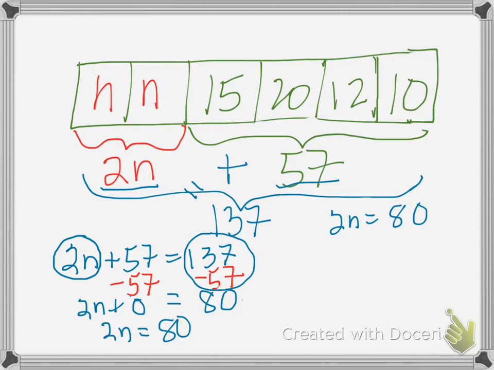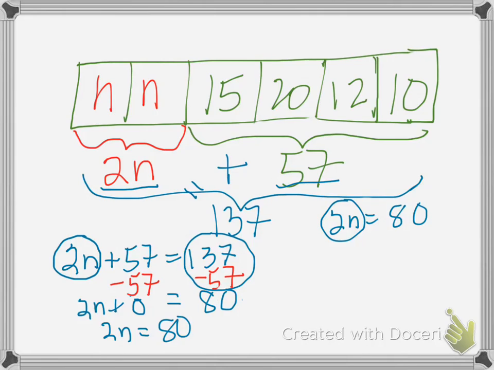Now what I'm actually going to do is, again as we had said, I need to isolate, and I want this to be 1n over here. And the way I can get that to be 1n is to divide the 2 by 2, or to multiply by the multiplicative inverse.